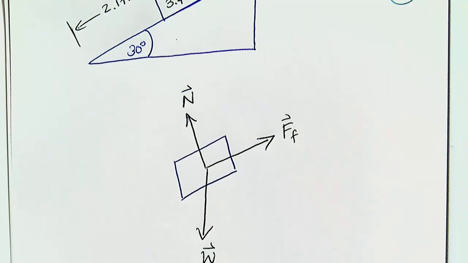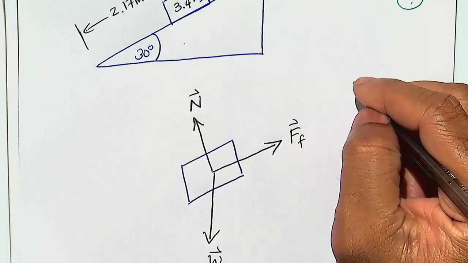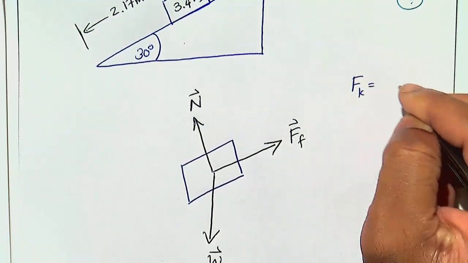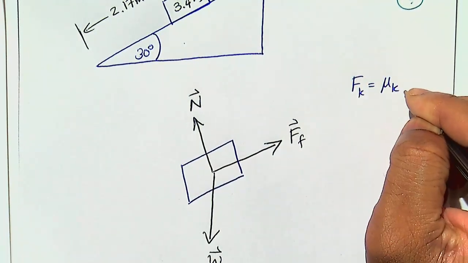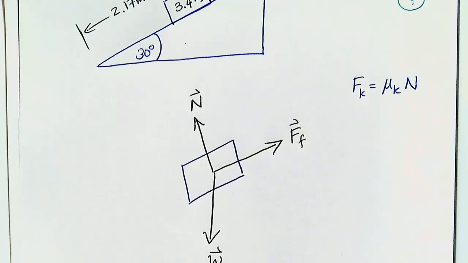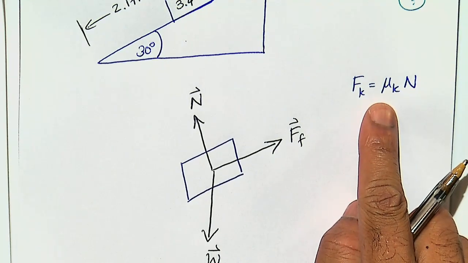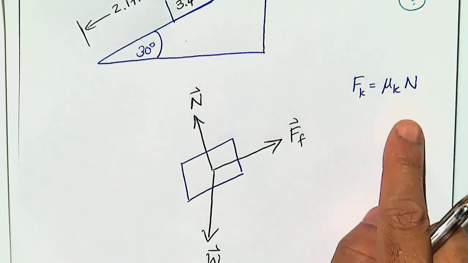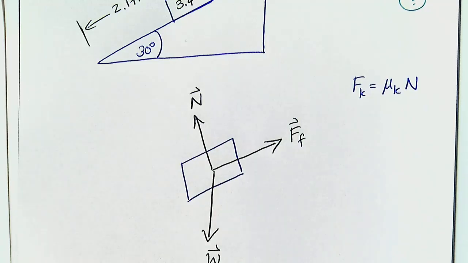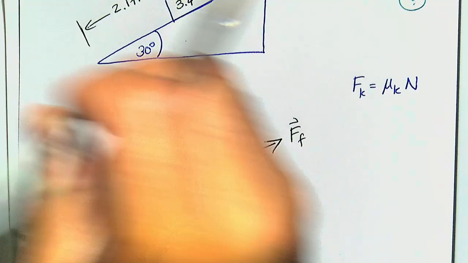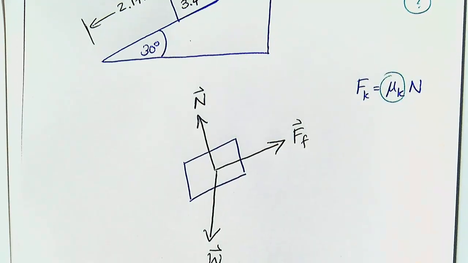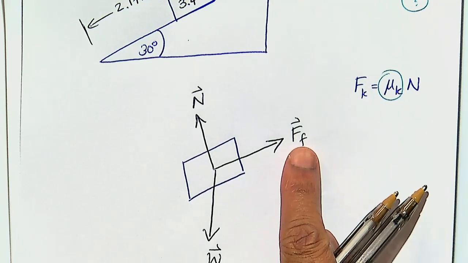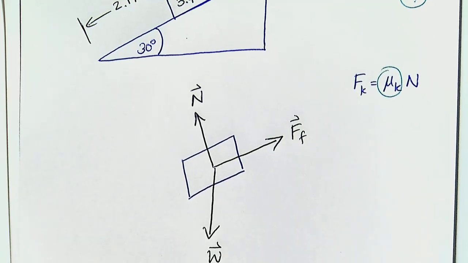Because friction, let's write it to the side. Kinetic friction is equal to the kinetic coefficient of friction times the normal force. That's the one that is an equation. Static friction is the one that's an inequality. So that's an equation we can use. So we're trying to solve for this, right? So it's going to come from here. We just have to do F equals ma.